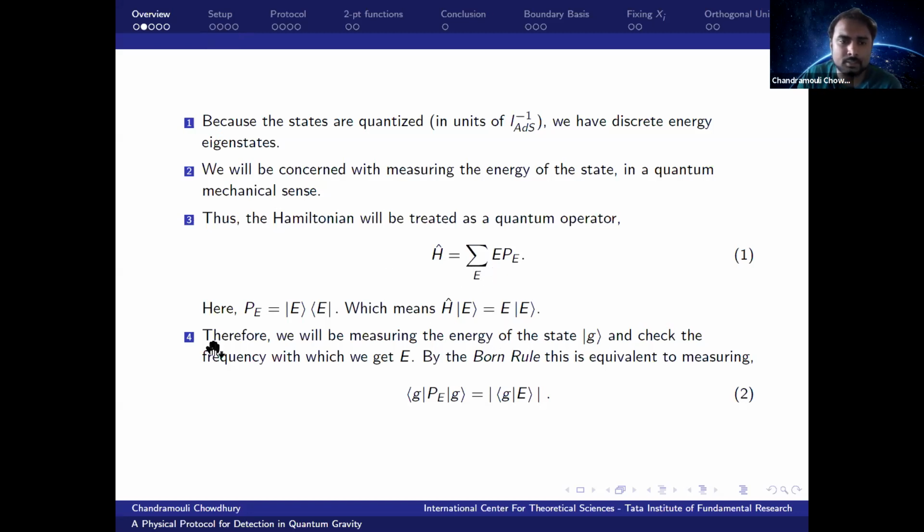Here, as I said, we'll be measuring the energy of the state G, and then we'll ask the following question. Let's say the observers measure the energy of the state G, and then they check the frequency with which they get the value E. E is some particular energy eigenvalue. This E could even be 0, and then that would basically ask whether the state is a vacuum state or not. This will also become clear in the next slide. One thing I will be assuming here is that the Born rule will apply to measurements of this kind. The Born rule is just the statement that the frequency with which you get E is equivalent to measuring an object of this kind.